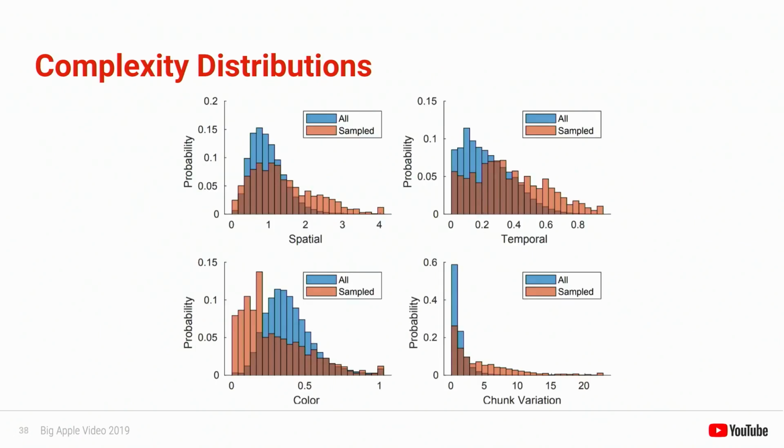Here are histograms showing the complexity distributions, both in the initial set of 1.5 million videos shown with the blue bars, and then in the final set of 1,500 videos with the sort of reddish-orange bars. You can see that the sampling algorithm resulted in feature scores which are more evenly distributed than in the initial set. There's a bit of an exception there for color complexity. You can see that in the sampled set, the color complexity tends to skew towards lower complexity. That happened because many of the videos that have high complexity in the other 3 features tend to have low color complexity.